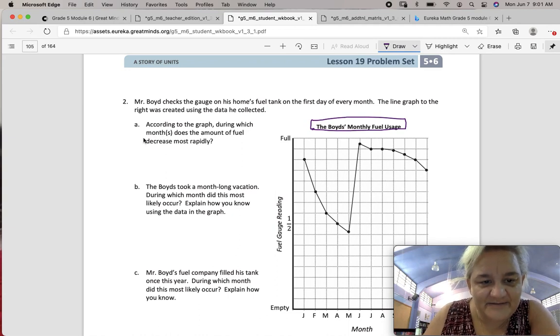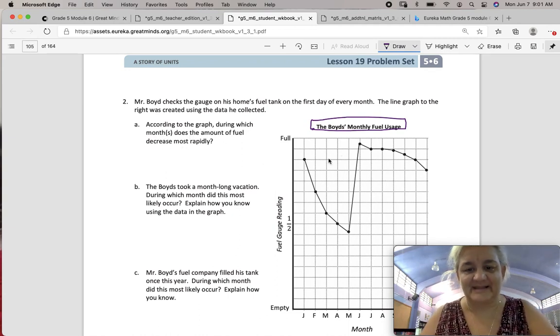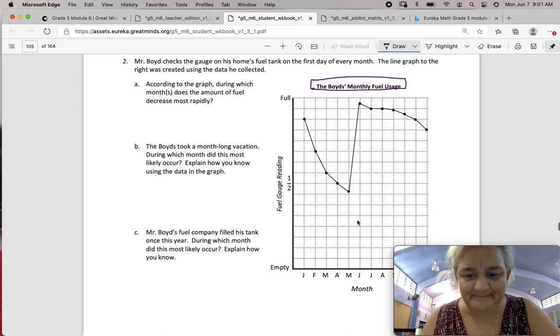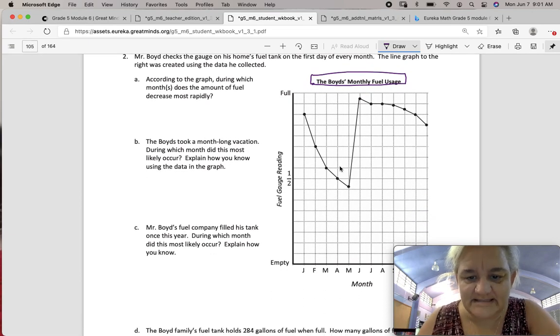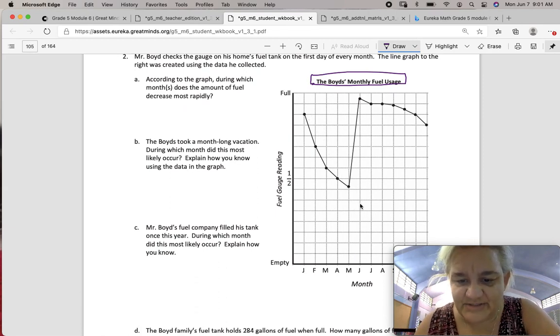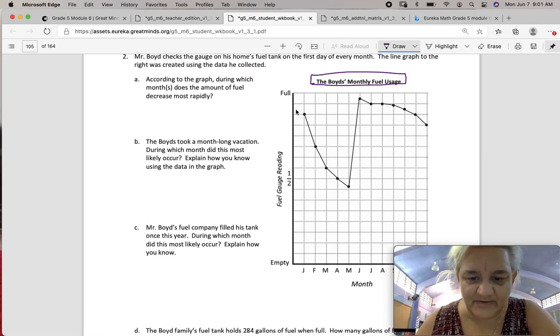According to the graph, during which months does the amount of fuel decrease most rapidly? Now this is kind of a typical United States sort of thing. If April, May, June in the summertime, you don't need gas anymore, so it goes down.